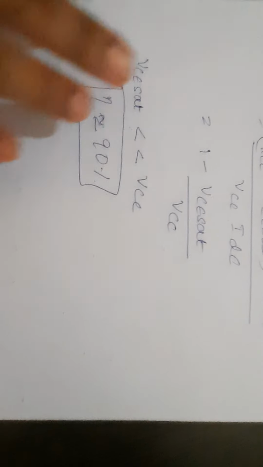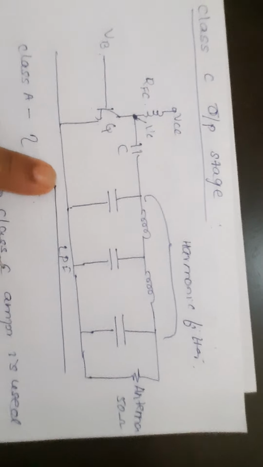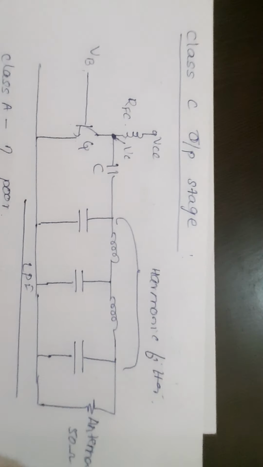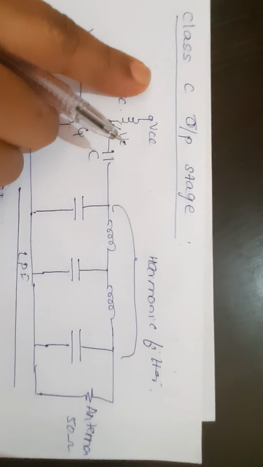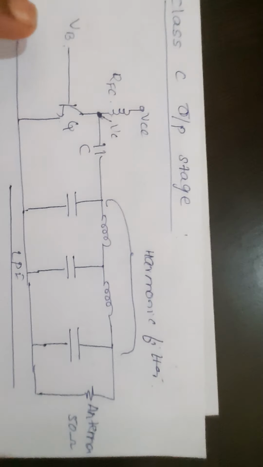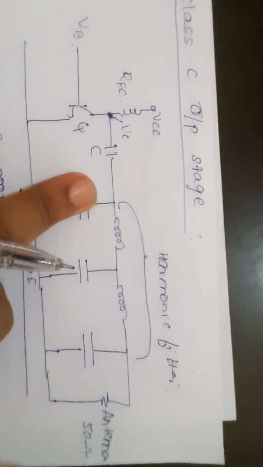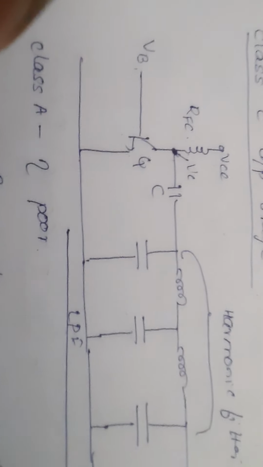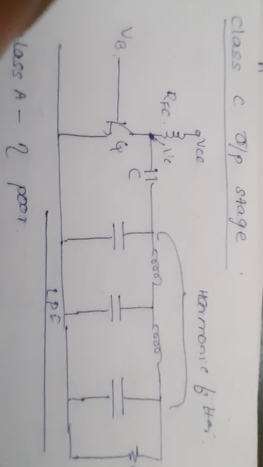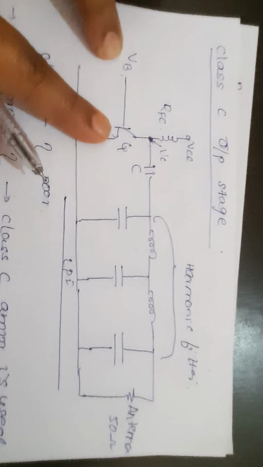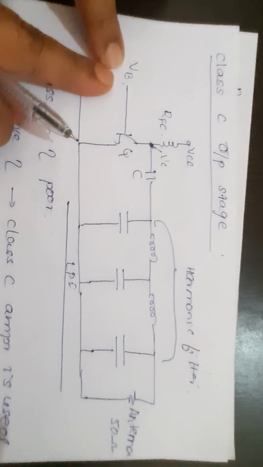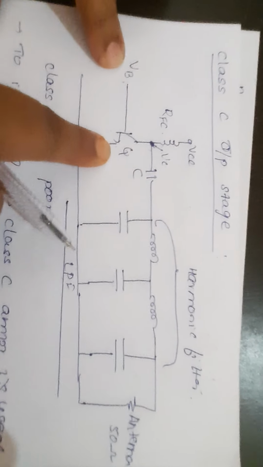I'll repeat once again the Class C amplifier. This is the circuit diagram of Class C amplifier. We have seen in the Class A amplifier the efficiency is less, so to improve the efficiency, we have gone for Class C amplifier. If base voltage is 0, then the transistor is off because it is cut off. If the base voltage is positive, it is in saturation, transistor is on.